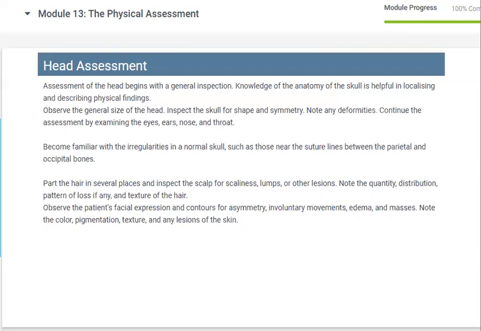Become familiar with the irregularities in a normal skull, such as those near the suture lines between the parietal and occipital bones. Part the hair in several places and inspect the scalp for scaliness, lumps, or other lesions. Note the quantity, distribution, pattern of loss if any, and texture of the hair. Observe the patient's facial expression and contours for asymmetry, involuntary movements, edema, and masses. Note the color, pigmentation, texture, and any lesions of the skin.